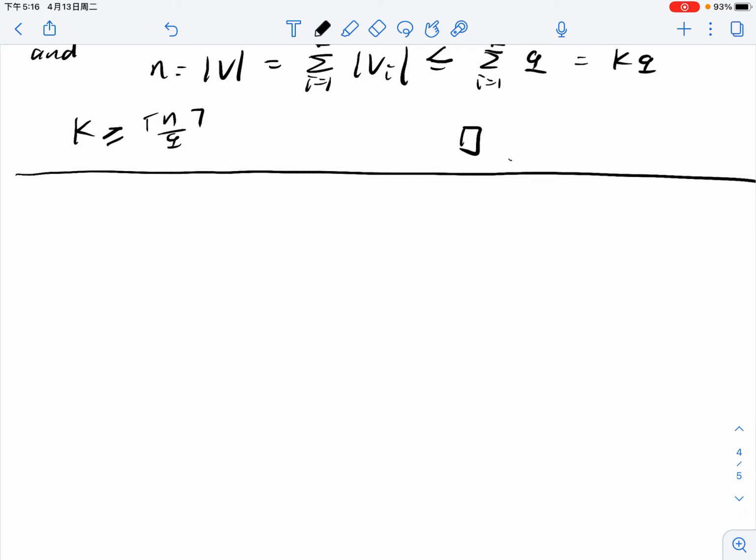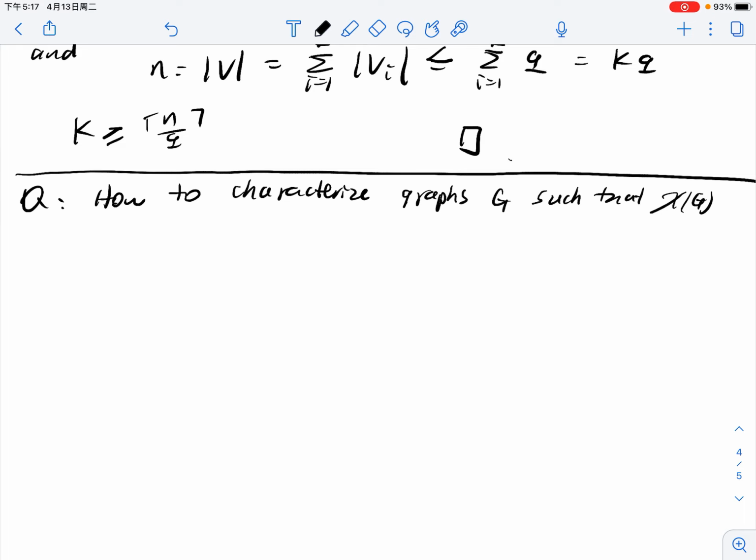Okay, after we characterize graphs with chromatic numbers 1 and n, a natural question is how to characterize graphs G with chromatic number 2.